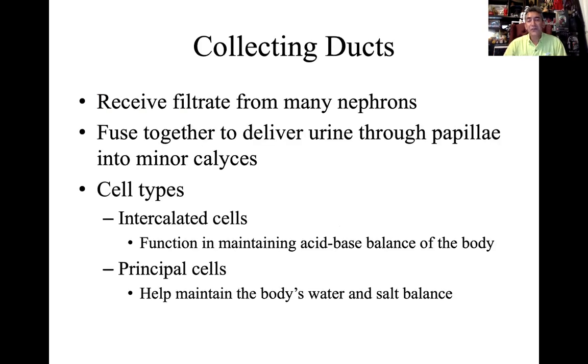Collecting ducts receive filtrate from many nephrons. They fuse together to form the minor calyx or minor calyces. And they're going to then help to move that fluid along to the major calyx, to the renal pelvis, and then finally out the ureter.